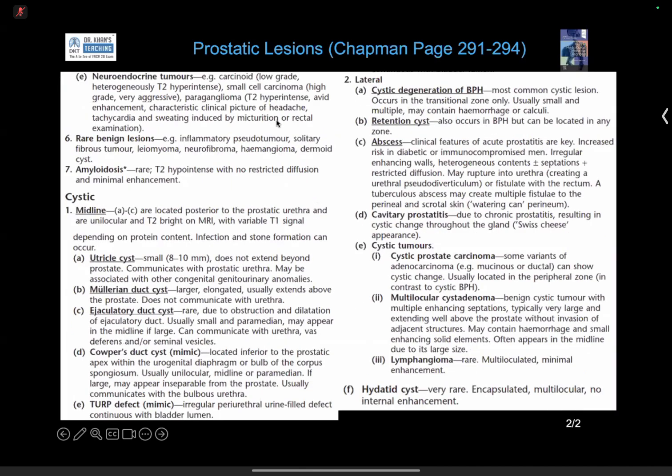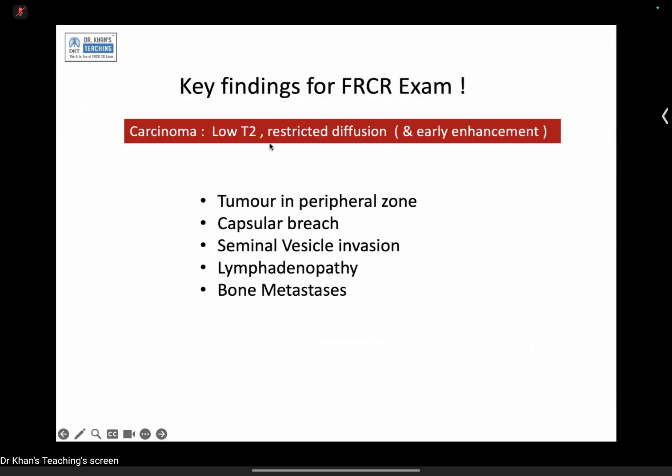And so for the FRCR exam, key points I'm repeating: low on T2, restricted diffusion, and if post-contrast is provided, early enhancement. This is what we are talking about. Also, these should be your pertinent points which you must mention in your report, and your eyes should go and try to search for these things. So peripheral zone tumor is most likely in the exam for the simple reason it is easier to pick up. Doesn't mean that they cannot give you a transition zone.